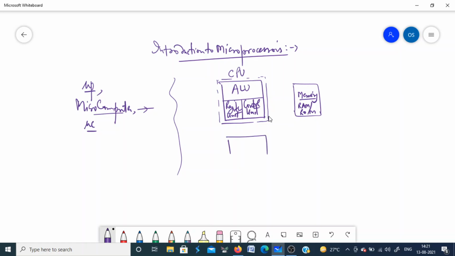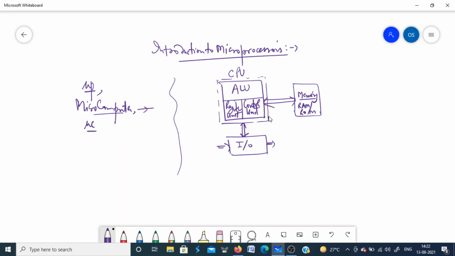And then we have an input-output system. The input-output and the CPU are connected with each other using a group of wires which are called buses. Similarly, memory and the CPU also communicate through these wires, which are called a bus.